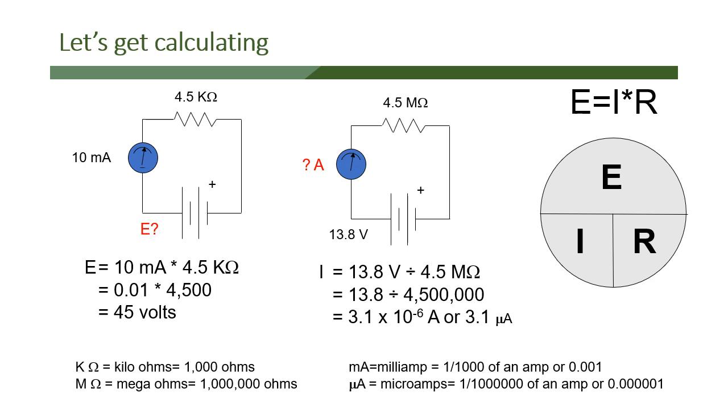13.8 volts divided by 4.5 megohms, and 4.5 megohms is 4,500,000 ohms. And we get an answer of 3.1 times 10 to the minus 6 amps, and 10 to the minus 6, excuse me, is micro, so we can replace the 10 to the minus 6 with the mu symbol and say 3.1 microamps. Now often we don't have the mu symbol available, so some people might use mm, meaning micro. So 3.1 mA is 3.1 microamps.